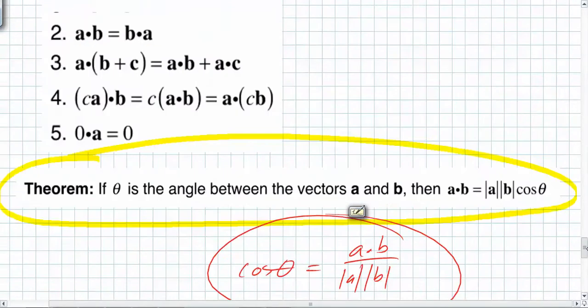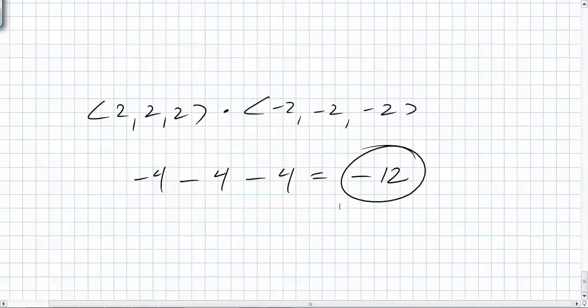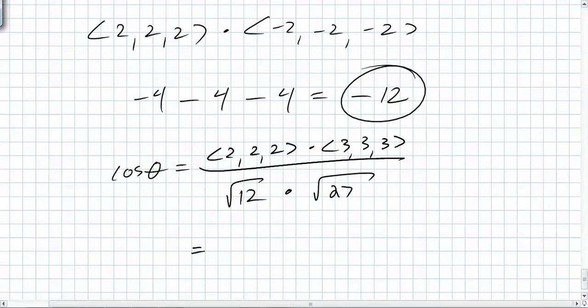We have it right up here. A dot A is equal to the magnitude of A squared. However, they don't have to be the same magnitude. They just have to be parallel. So take 2, 2, 2 and 3, 3, 3. Cosine of theta is equal to 2, 2, 2 dot 3, 3, 3 over the magnitudes. So it's going to be the square root of 12 times the square root of 27.